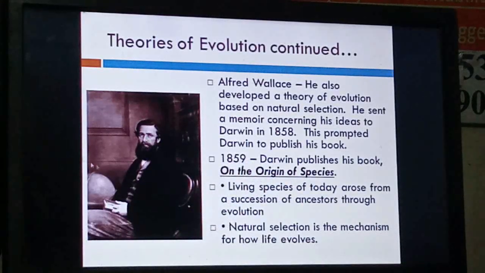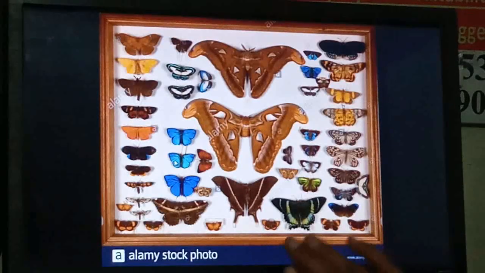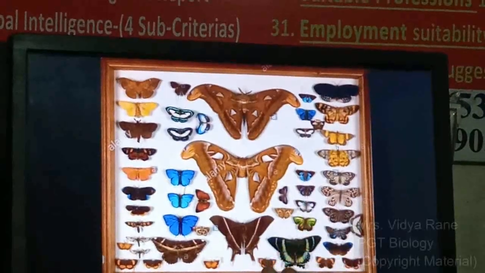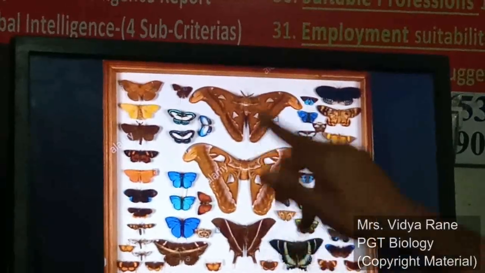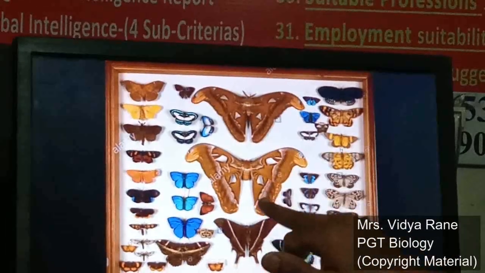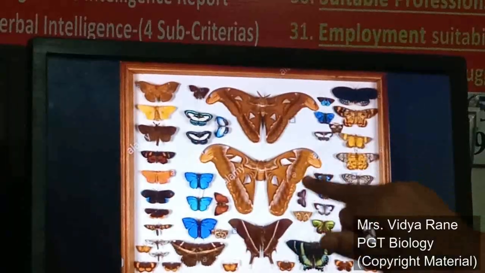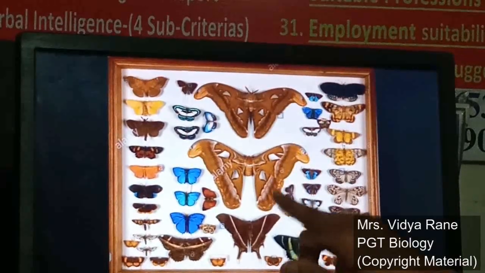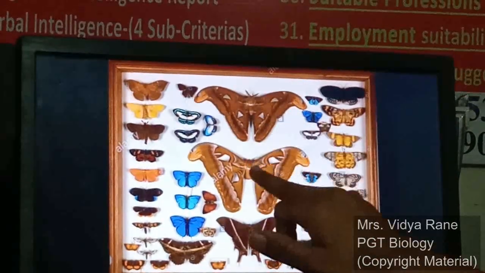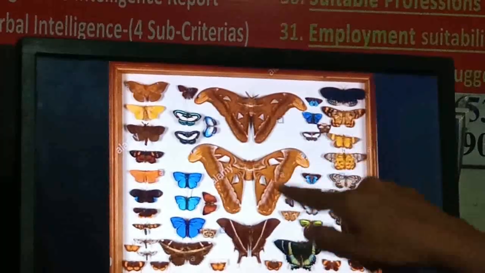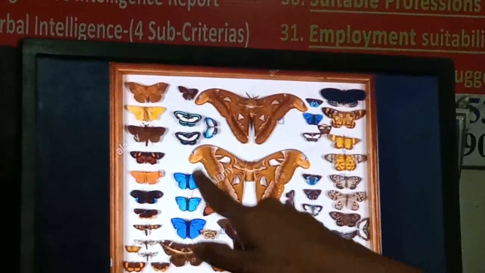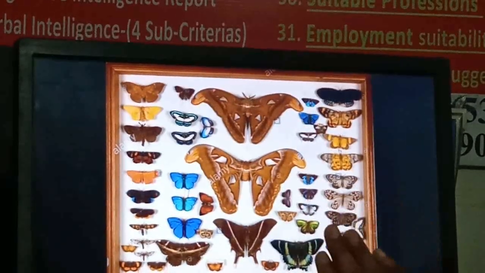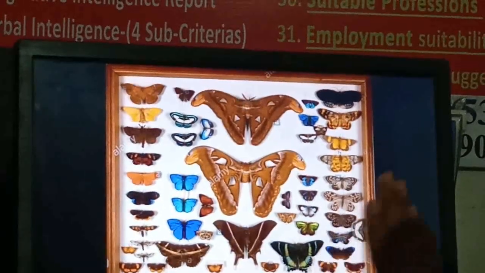Whatever Alfred Wallace observed, you can see here in this photo. Here different varieties of butterflies are there, and they show similarities in their patterns. Maybe they are from different species, but still similarities are there, and some variations are there. You can see the variation, and also the similarities in their wings. These are different species where you can see the similarities as well as the variation.